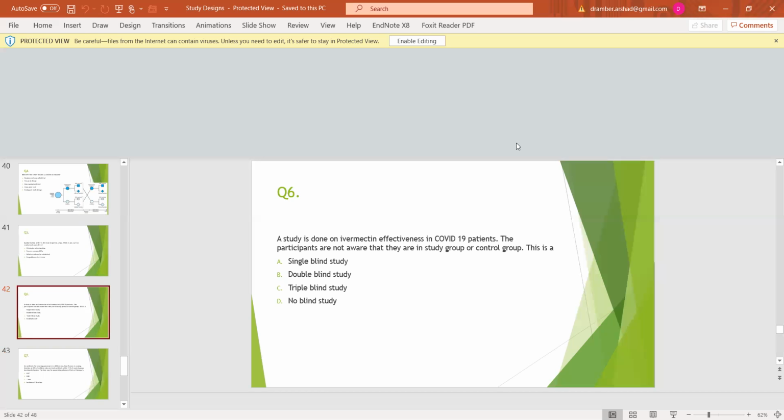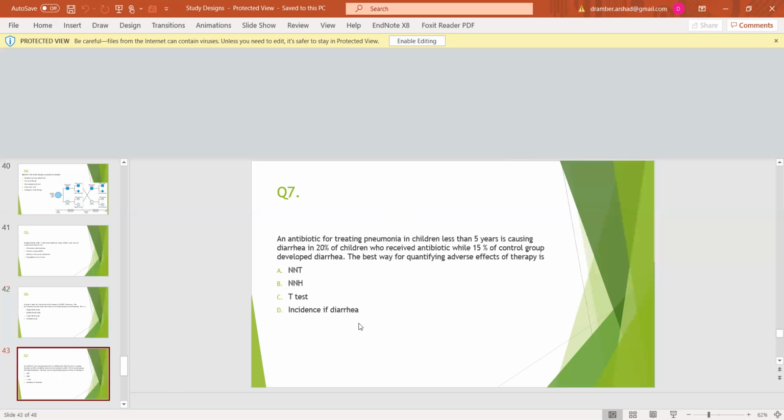Number 6. A study was done on ivermectin effectiveness in COVID-19 patients. The participants were not aware whether they were in the study group or control group. Single blind. Yes, it's a single blind study, as the participants are not aware.